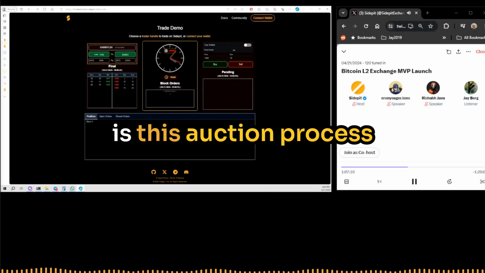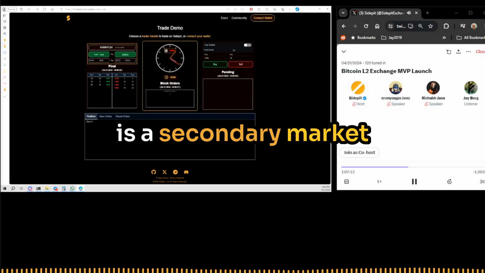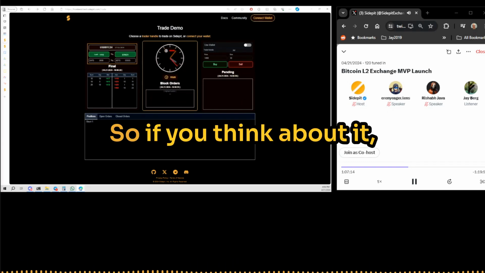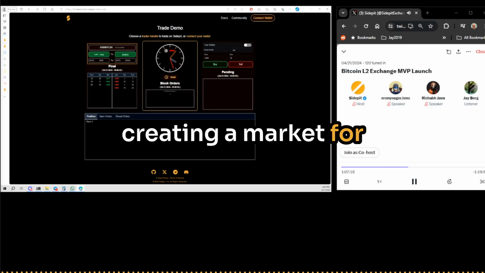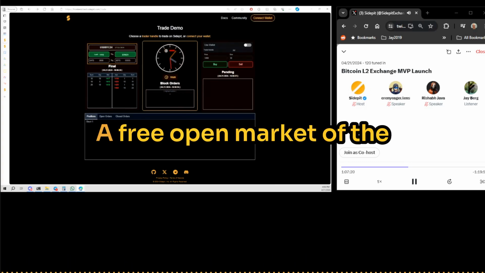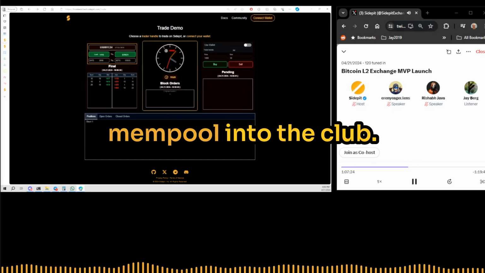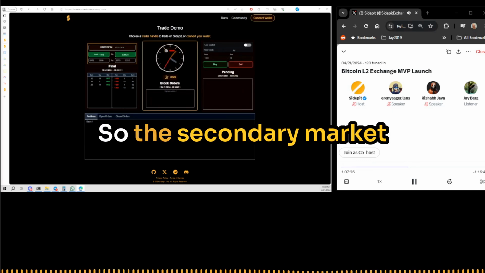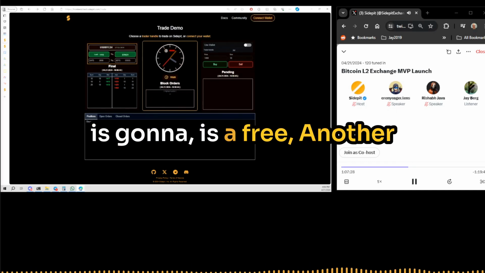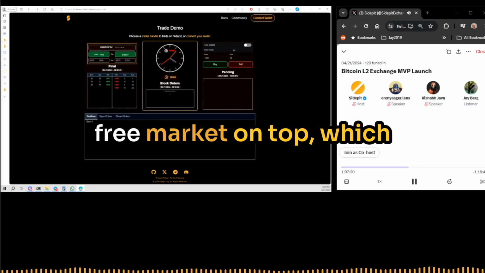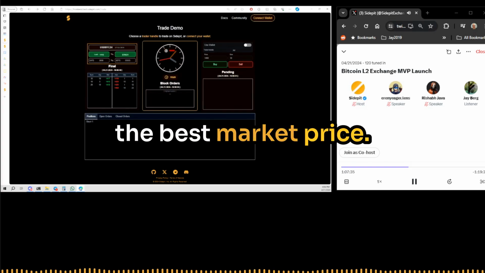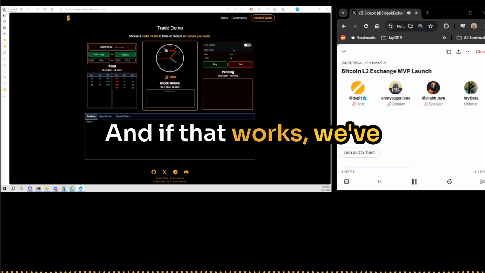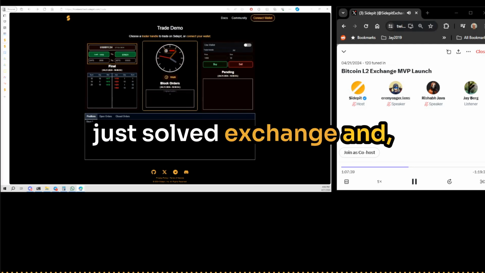And what we're saying is this auction process is a secondary market within the market. So if you think about it, we're creating a market for what goes into the cloud, a free open market of the mempool into the cloud. So the secondary market is another free market on top, which should end up with the best market price. And if that works, we just solve the exchange.